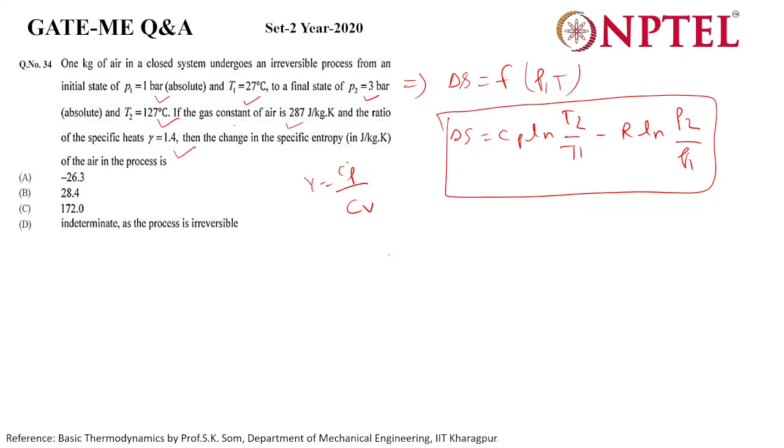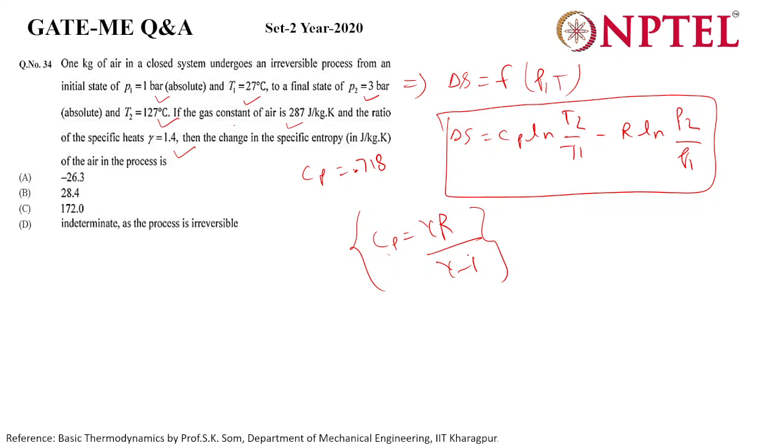Cp is gamma R over gamma minus 1. This you can use. But anyhow, these are the properties of air, so you would be knowing, right? Cv is 0.718. But if it is not air, then you have to use this formula, correct?